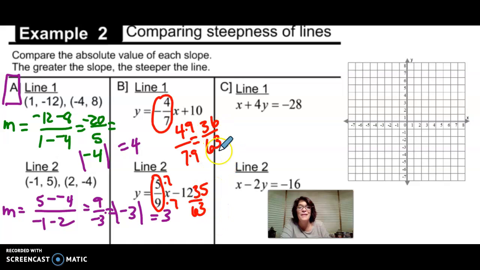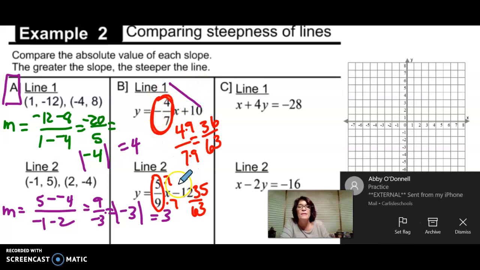That's pretty darn close, huh? But 36 out of 63 is a little bit bigger than 35/63. So this is a steeper line, just comparing their steepness, not their direction. This is a negative slope going this way. This is a positive slope going this way. This one's just a little steeper, okay?